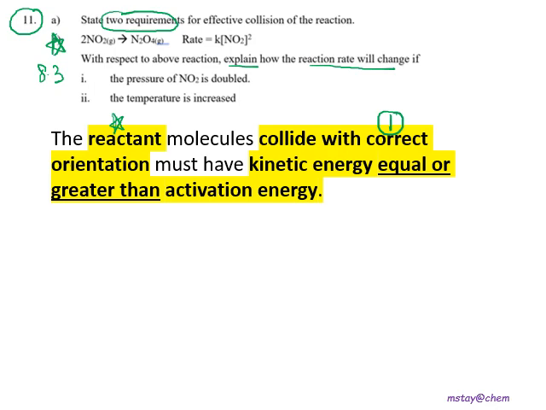Not just with the correct orientation, but the reactant molecules also need to possess energy which is equal to or greater than the activation energy. So these are the two requirements for an effective collision to happen.